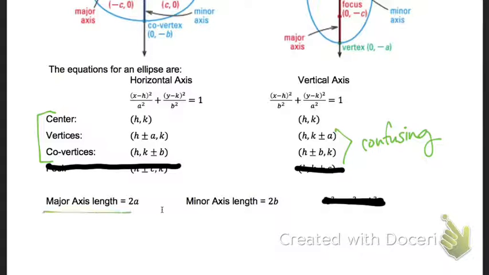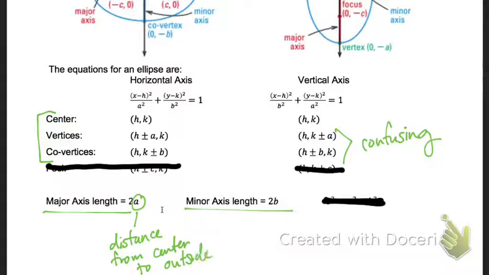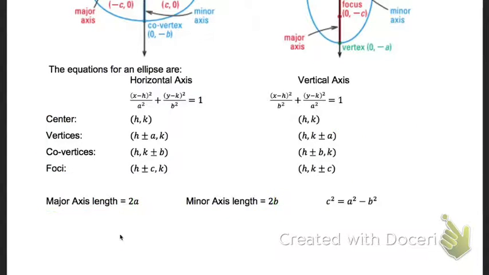Remember that if a word problem gives you the entire length of the major axis, then you're going to have to cut it in half, because a only represents the distance from center to outside. If it were giving you the whole length, then it would be double that. Same with b. All right, so let's look at some examples.